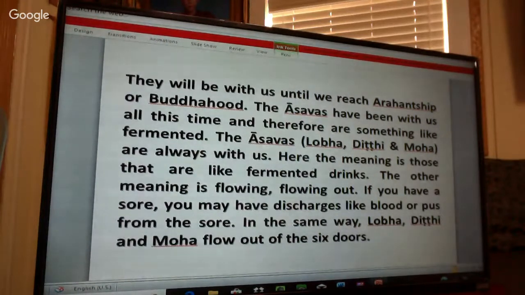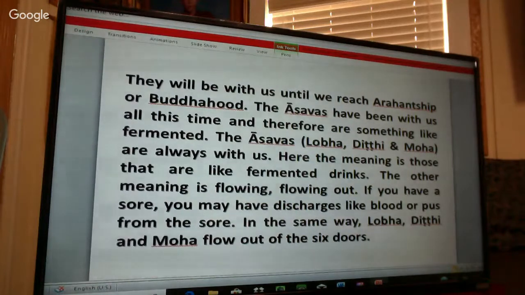So asava, in reality, is only three. The four asava are kamasava, bhavasava, but that is lobha. And then ditthasava is wrong view. And then avijjasava is moha, ignorance. Only three in reality, three kinds of manifestation: lobha, ditthi, moha. They are always with us before becoming arahant or Buddha. So here the meaning is that those are like a permanent drink. The smell is very strong.